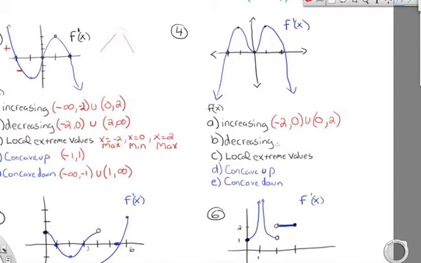Where are we decreasing? Wherever my derivative is negative. So that would be from -infinity to -2, or from 2 to infinity. That's where my derivative is negative. This picture has negative values. So where are my local extremes? X equals -2, x equals 0, x equals 2, same as before.